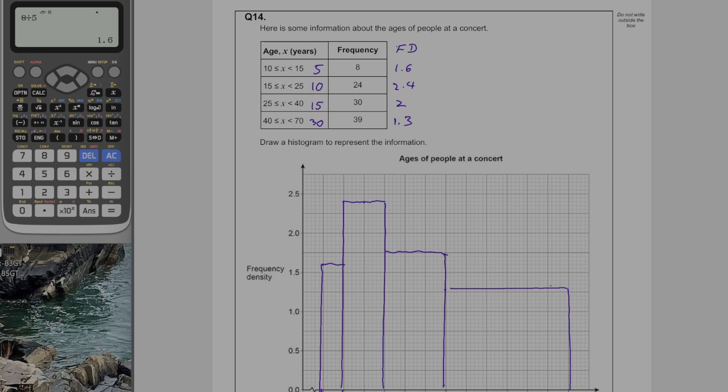So let's just check my totals. 1.6 for 5, yep. 2.4 for 10, yep. 2 for 15, I've drawn that at the wrong place. And then finally 1.3 for 30. There we go. That's my completed histogram.